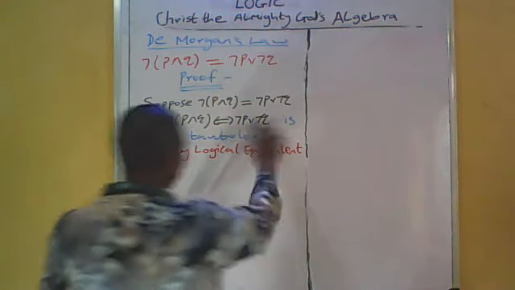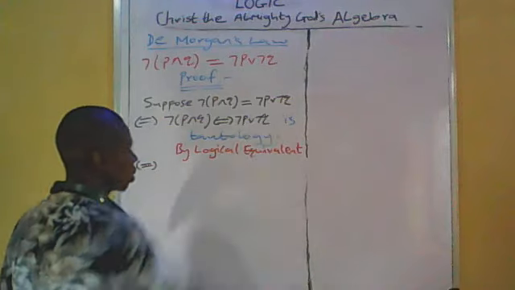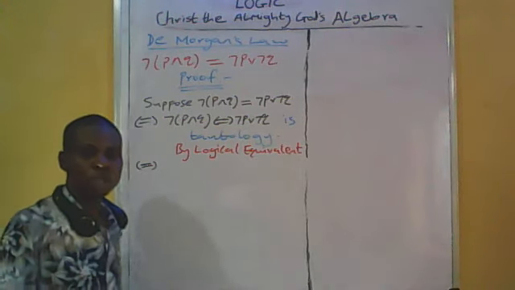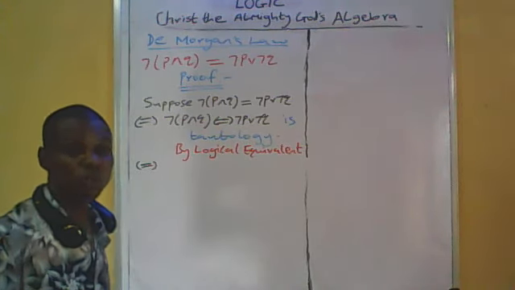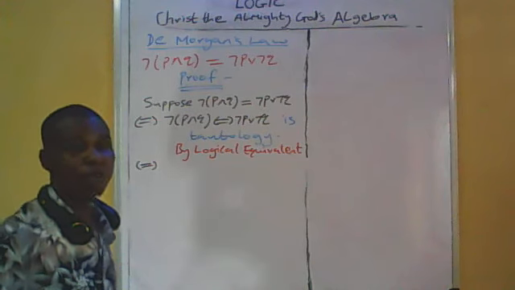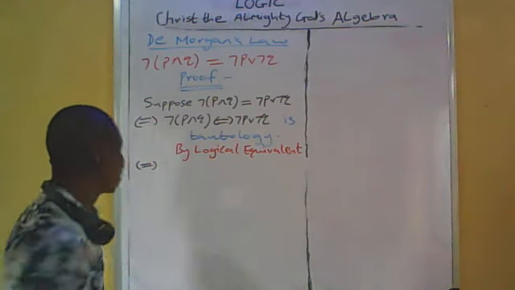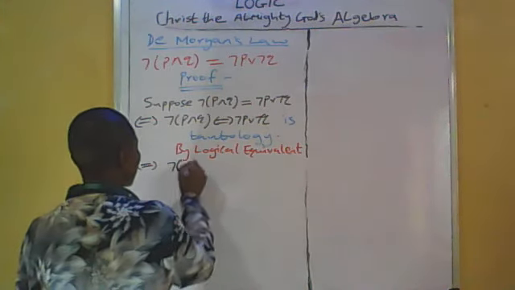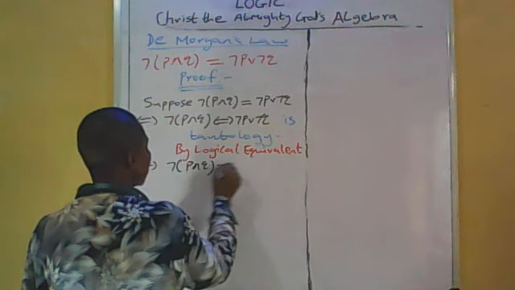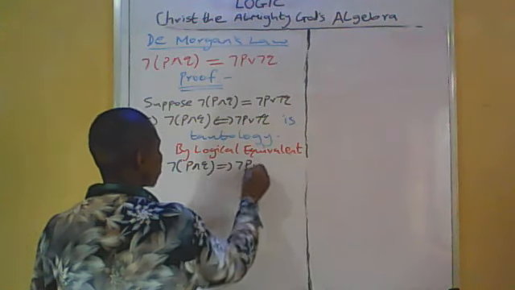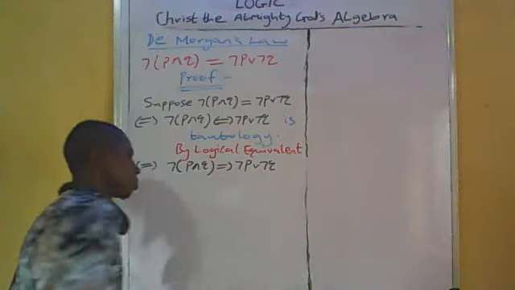Now see, this biconditional statement is a tautology. We are going to transform it to a conditional statement, and it will still preserve tautology. That is to say, not bracket P and Q implies not P or not Q.